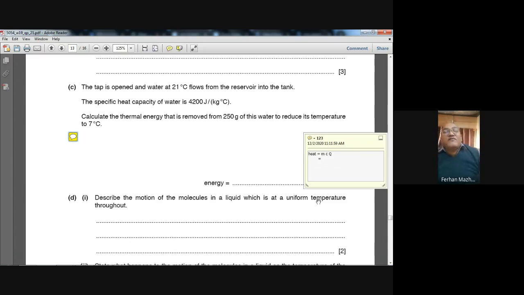The mass is 250 gram, but this should be in kg. How do I know that it should be in kg? Because the unit in the specific heat capacity for the mass is kg. So I will write 250 divided by 1000. It will be 0.25, and then you multiply it with the specific heat capacity 4200, and you then multiply it with the change in the temperature. From 21 the temperature dropped to 7, so the change in temperature is 14. So just multiply and get the answer.